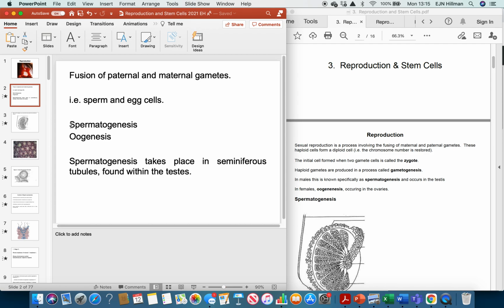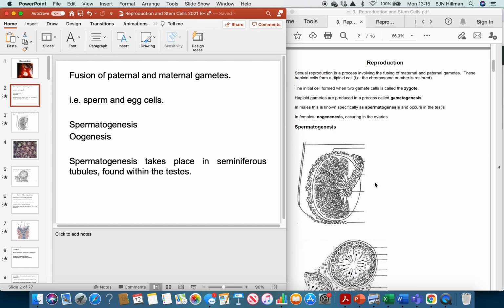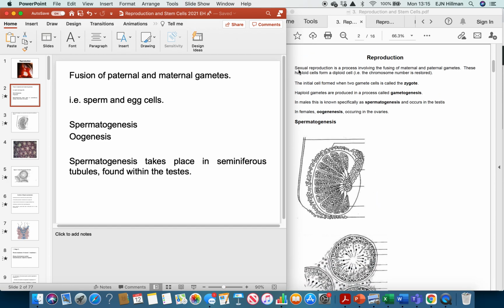So this is the production of those spermatocytes or sperm cells and the ovum, the oocytes through oogenesis. If you just have a look at your notes though, on the first page of the notes, sexual reproduction involves the fusion of maternal and paternal gametes. These are haploid. When they fuse, firstly the sperm will release the nucleus into the secondary oocyte. When the two nuclei fuse, that forms the zygote. And we're going to concentrate now on how those haploid gametes are produced through these two processes of gametogenesis. So in males, this is spermatogenesis. In females, oogenesis. So let's begin then with spermatogenesis.